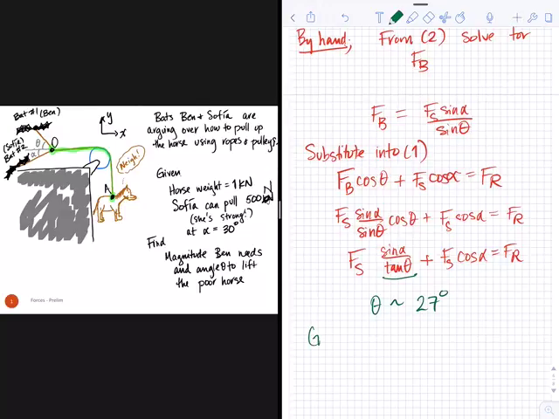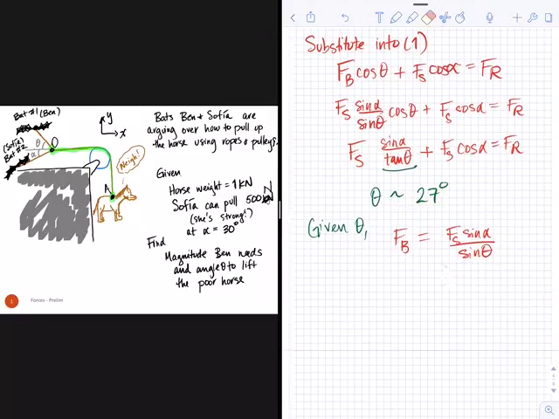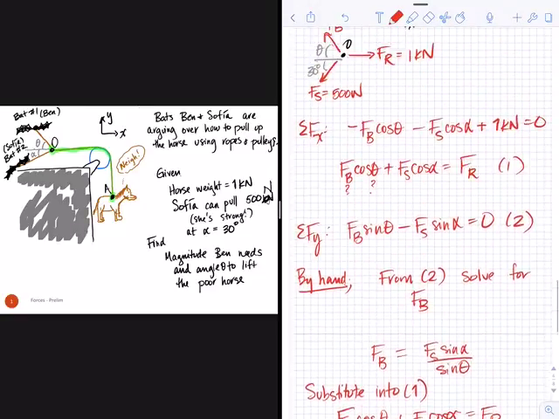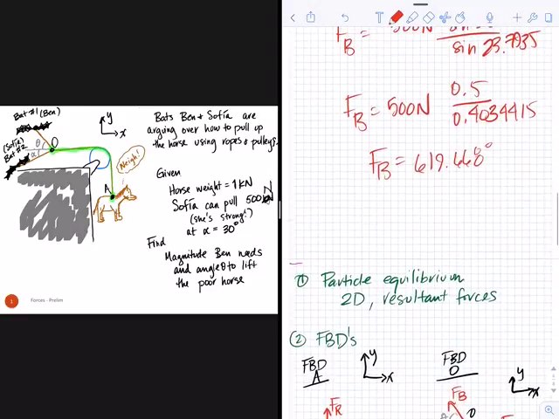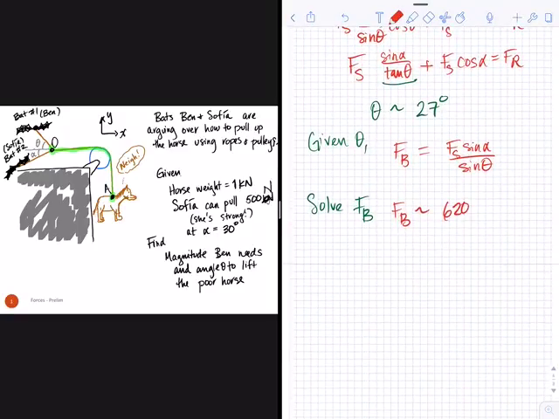And then given theta, you can come back to this equation here and solve for FB. From memory, FB is somewhere around 600 something. I solved it earlier. See if I can find 620. Around 620 newtons. Okay, that's how you solve that problem.